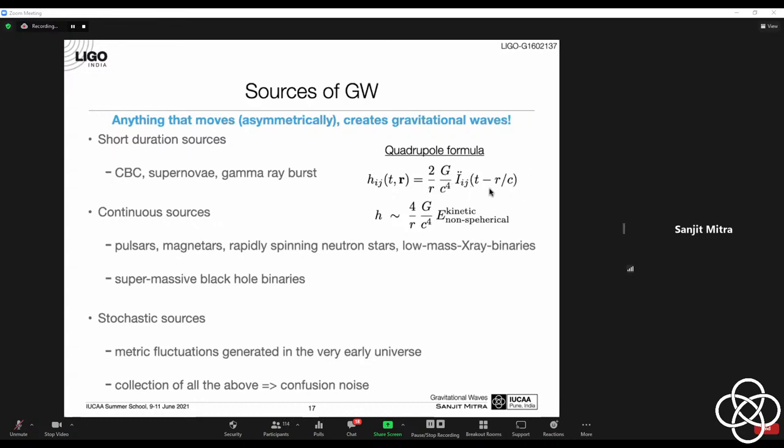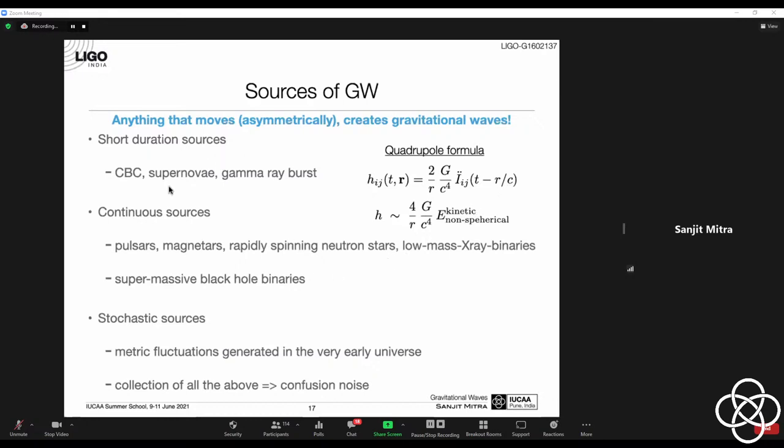In general, when there is a source, there will be a mass quadrupole change, and then it will be retarded. That is, what we see here is the effect of something that happened r by c time ago, which makes sense. Suppose there is a source at r distance away. It took r by c time for the information to come to us.